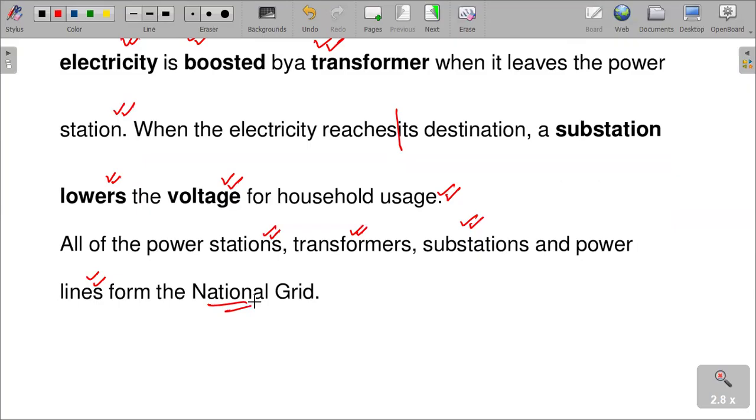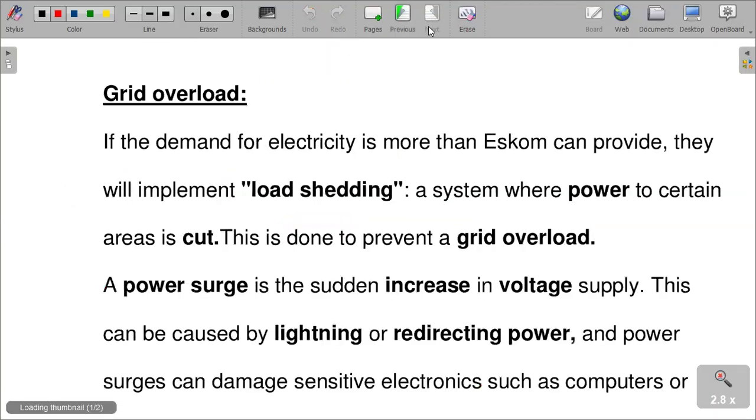must understand that there are power stations involved. There are transformers that are involved. There are substations which are built from the main power station, and also the power lines. Together, they give us our national grid.